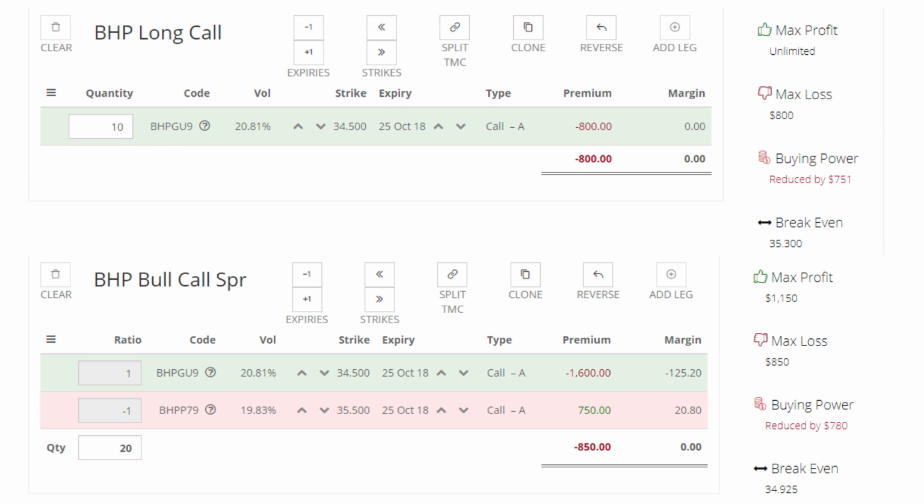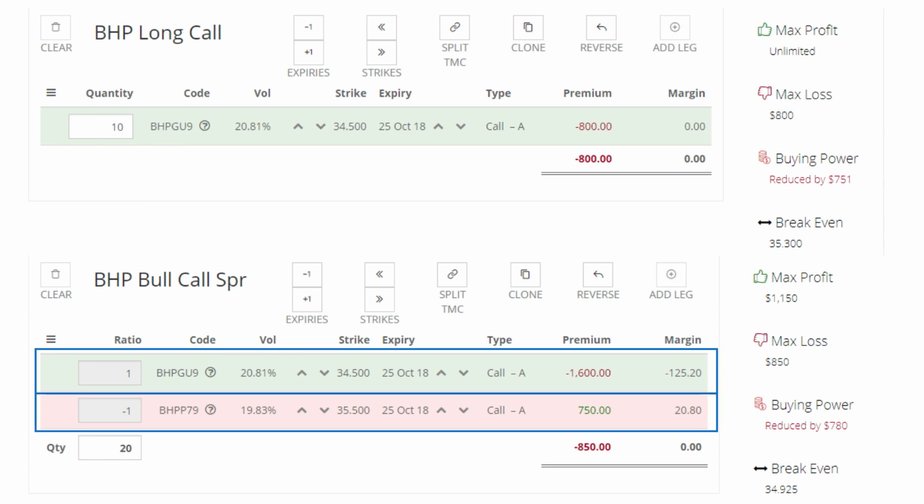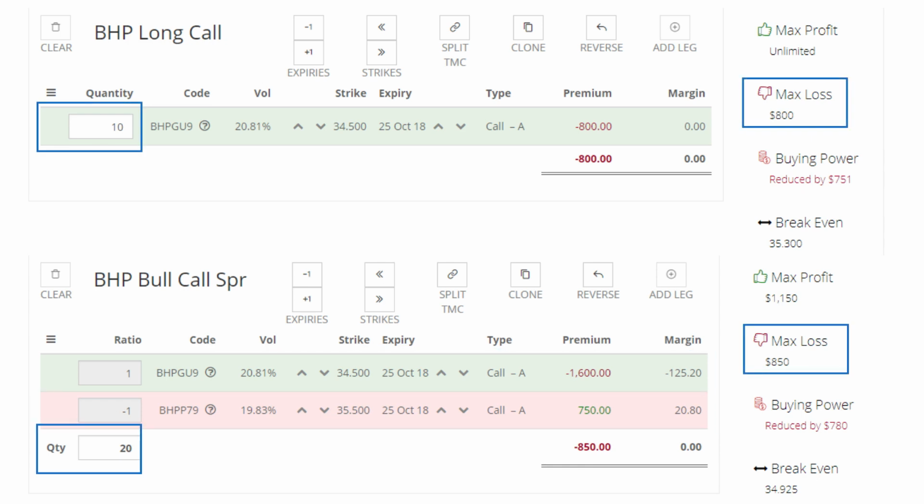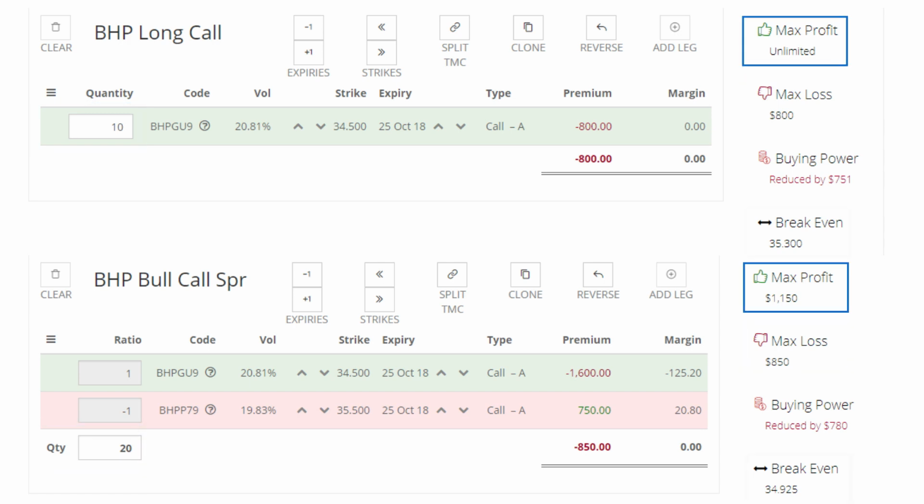So what I've done is I've created a BHP long call and a BHP bull call spread in the same month. The difference is obviously we've sold a 35.50 to offset the 34.50 BHP. The maximum loss is going to be about the same. So you'll notice that although we've put on the quantity of 20 versus 10, the maximum loss is about $800 in both cases. However, because we have a spread on, we have a maximum profit of $1,150 for the bull call spread, and it's unlimited for the long call. However, our break even for the trade is 34.925 versus 35.30. So we get a significantly better break even on double the quantity versus the long call.